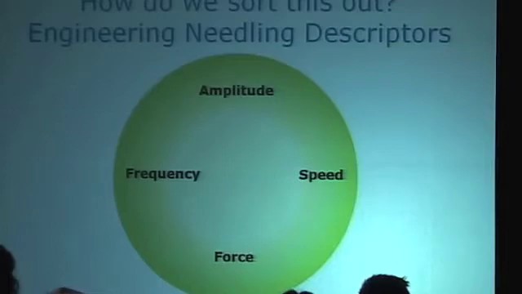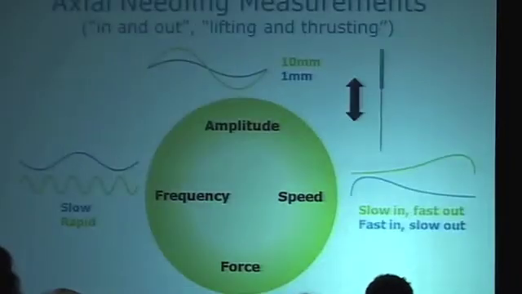So we talk about things like frequency, amplitude, speed, and force. And with needling, these can be broken into two components. The axial needling measurements, that's what happens in and out and lifting and thrusting. And we'll see in the next slide the rotational needling measurements when we rotate back and forth or one direction or the other. So you get the sense that we can apply these things like frequency, amplitude, speed, and force and break down exactly what's happening and begin to communicate about it precisely.